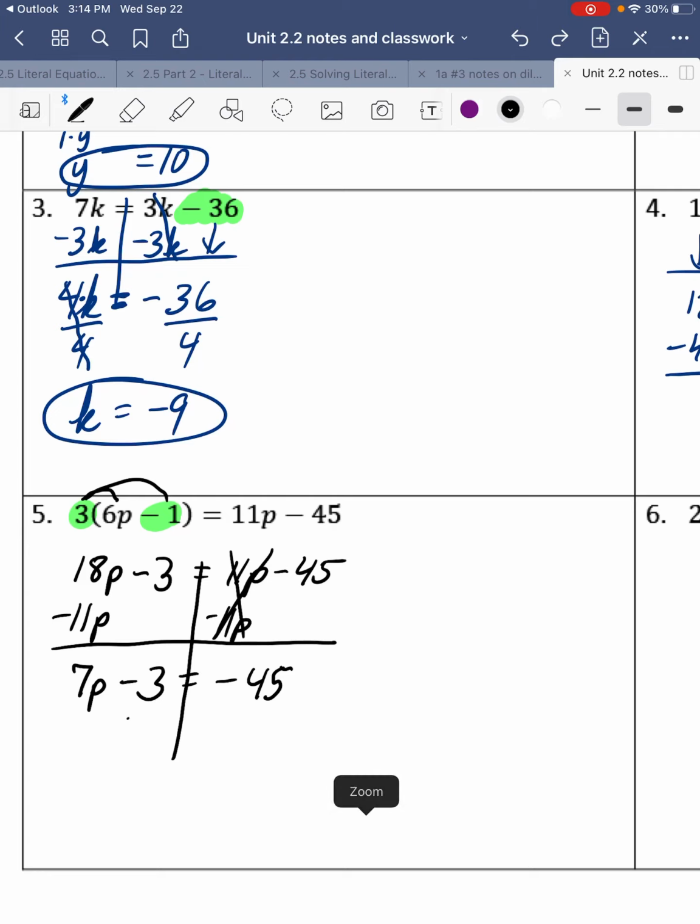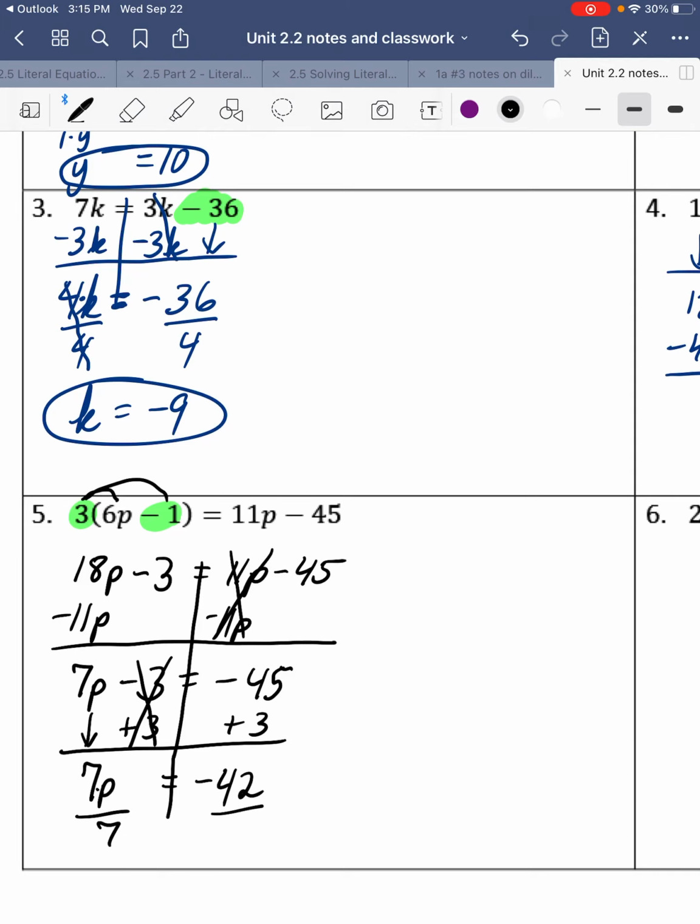Those are like terms still, so let's move the constant away from the variable term. Negative 3 plus 3 is 0. 7p comes down. Negative 45 plus 3 is a negative 42. 7p means 7 times p. Opposite of times or multiplication is division. Always the opposite operation. P is going to equal negative 6.